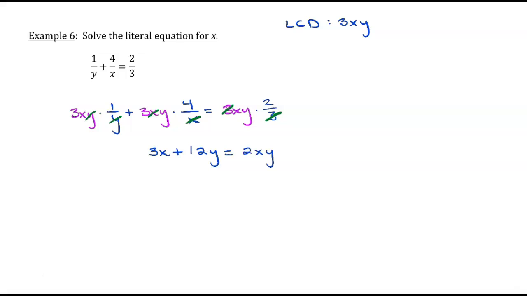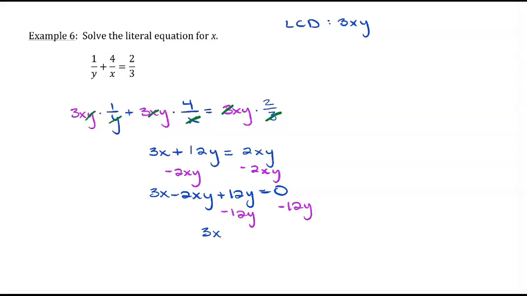Recall that we are trying to isolate the x, so let's get both x terms on one side of the equation while moving the term with only y to the other side of the equation. We will subtract 2xy from both sides of the equation to have 3x minus 2xy plus 12y equals 0, and we'll subtract 12y from both sides of the equation to have 3x minus 2xy equals negative 12y.